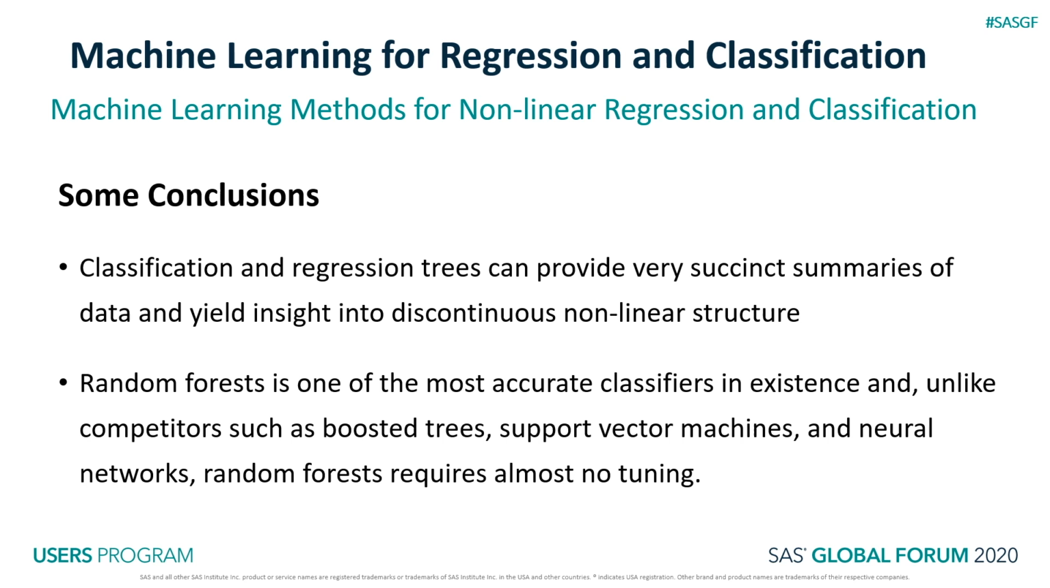Random forests is one of the most accurate classifiers in existence and is very good for regression too. Unlike competitors such as boosted trees and support vector machines and neural networks, random forests requires almost no tuning. Perhaps it is for that reason that random forests is extremely popular, both with SAS users and with users of other packages for analyzing data in a wide range of different scenarios. Indeed, in their book, Hastie, Tibshirani, and Friedman devote a chapter to random forests, and they comment on the fact that just pulling it off the shelf and applying it to data sets with no tuning very often yielded very accurate predictions and good results.